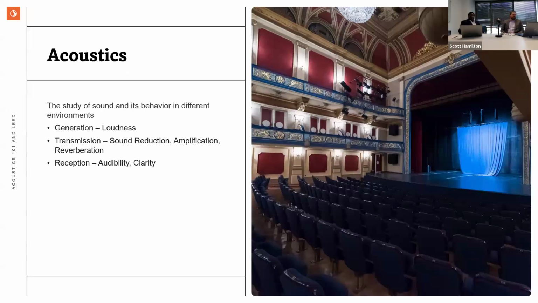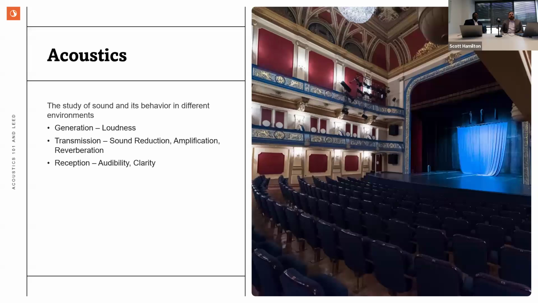When we get into acoustics, we're really studying three different things that happen with sound. Acoustics typically refers to enclosed spaces, though we also incorporate the outdoors. First, we're talking about the generation of noise, or the loudness. We look at the transmission of sound between one space to another or one location to another. So we get into the concepts of sound reduction, attenuation, amplification of sound in some applications, and how sound reverberates through a space. And then finally, we get into the science of the reception of sound, how we hear and how we perceive sound.